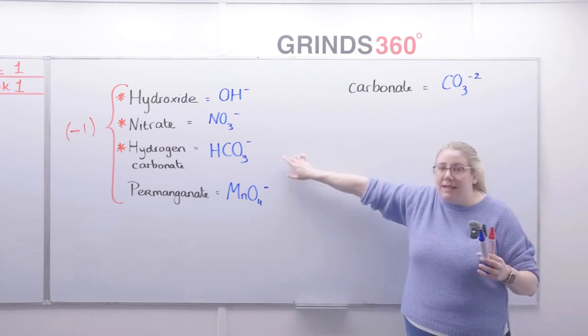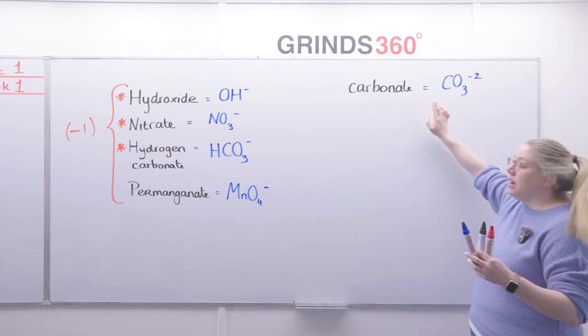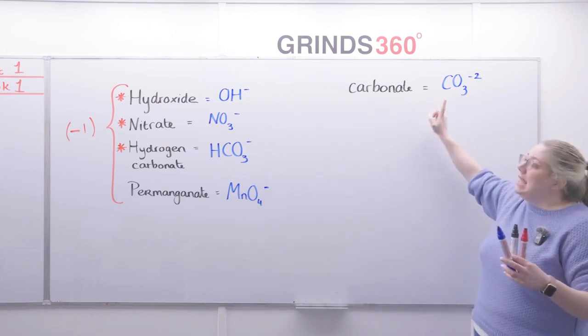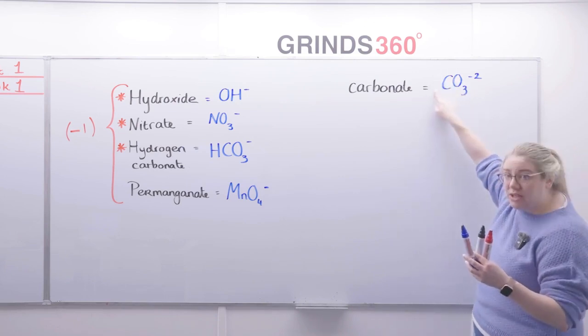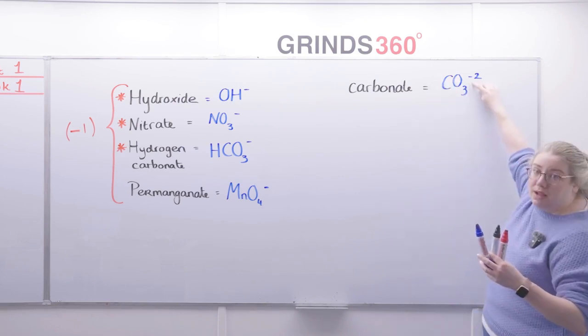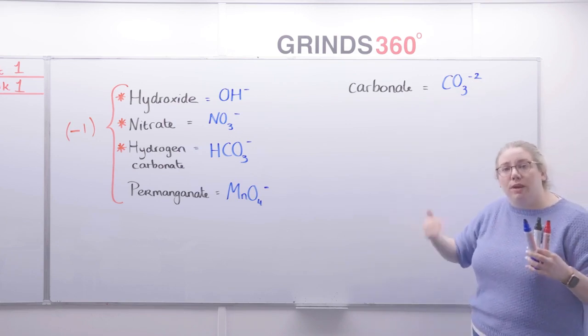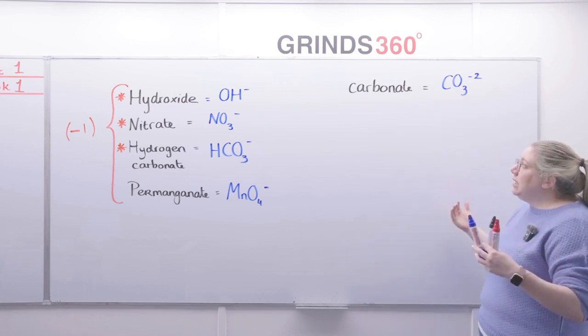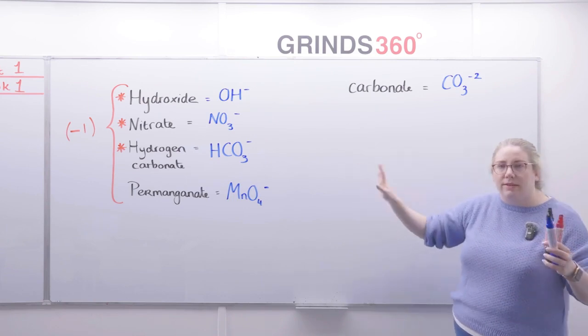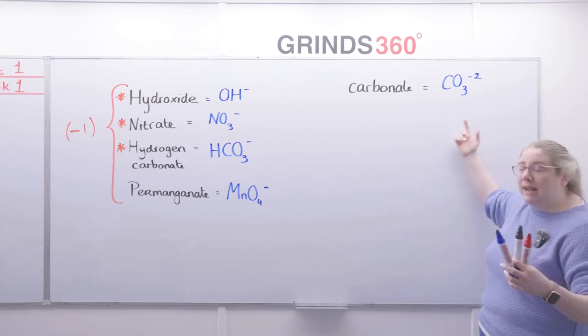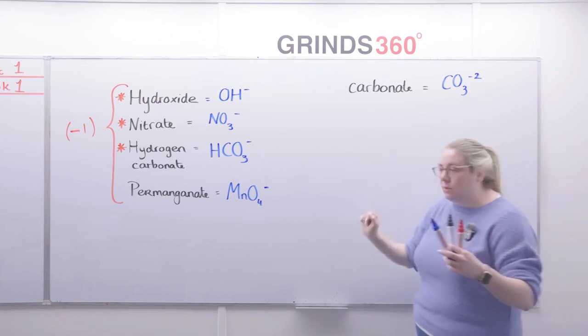Hydrogen carbonate has a -1 charge, but the carbonate has -2. It's because the carbonate has lost the proton, the hydrogen here, and its electron stays behind. So it has to be CO3 minus 2. We'll look at that a little bit later when writing the formula of the conjugate bases. Don't worry about it for now, but we'll explain later why that's minus 2 and not minus 1.